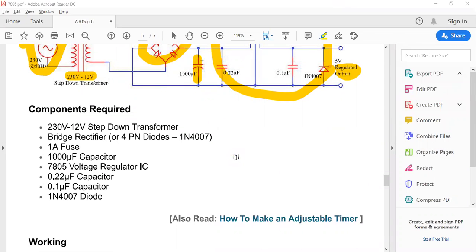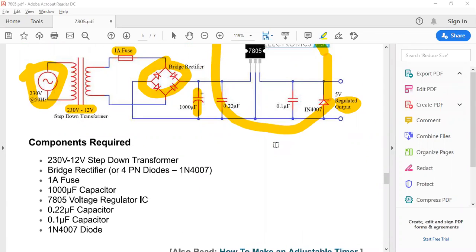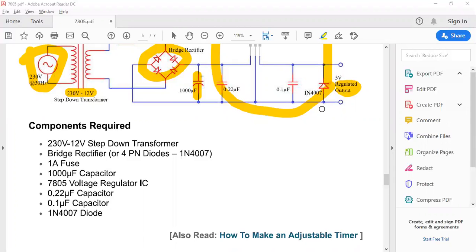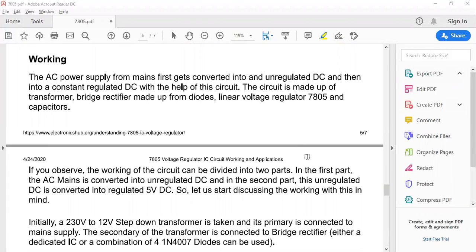What are the components required? We can simply say by watching here: a transformer and a fuse, 4 diodes, 1N4007 diodes, one electrolytic capacitor of 1000 microfarads, and 2 capacitors of 0.22 microfarads and 0.1 microfarads. And here we are going to use 5 diodes. At the output side is a 1N4007 diode for polarity protection. The last one is reverse polarity protection.